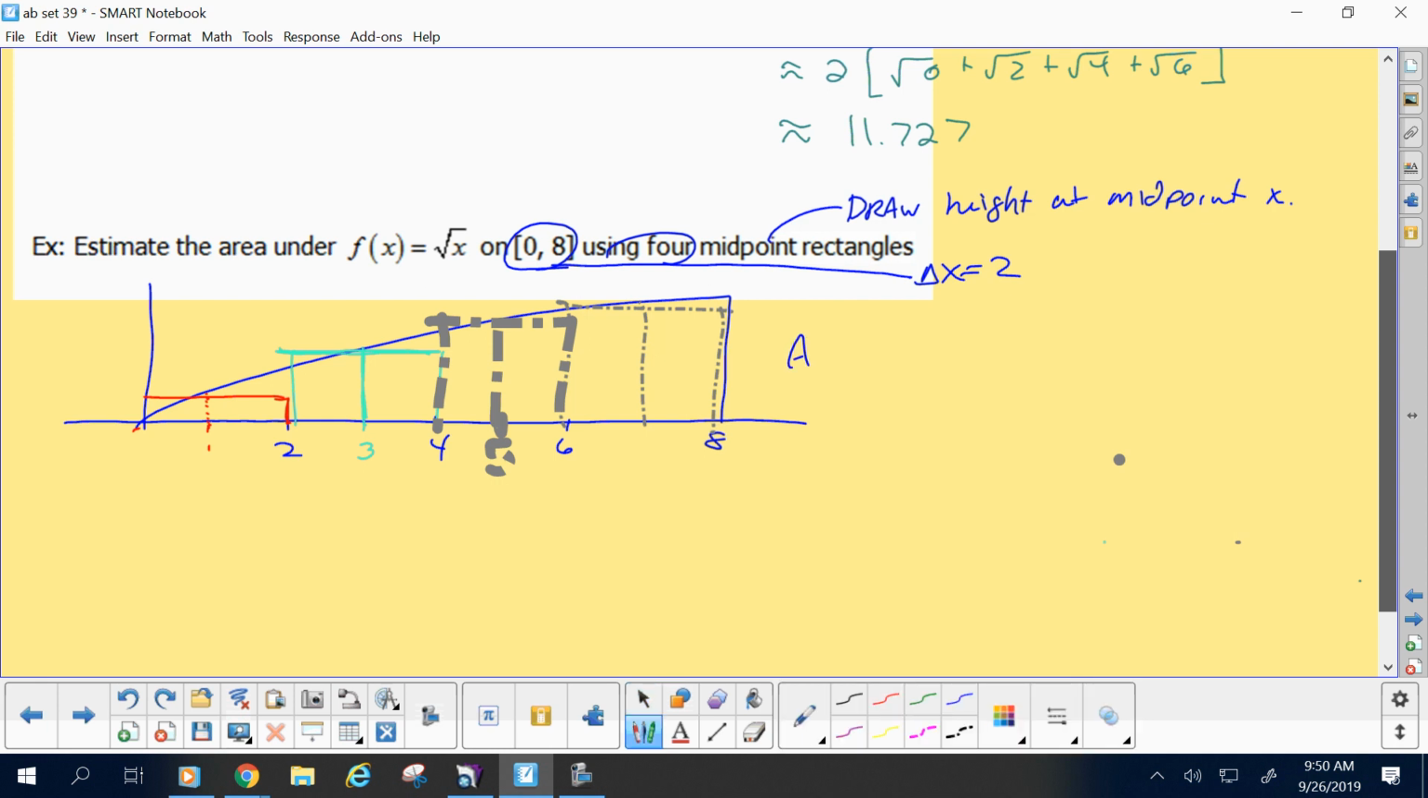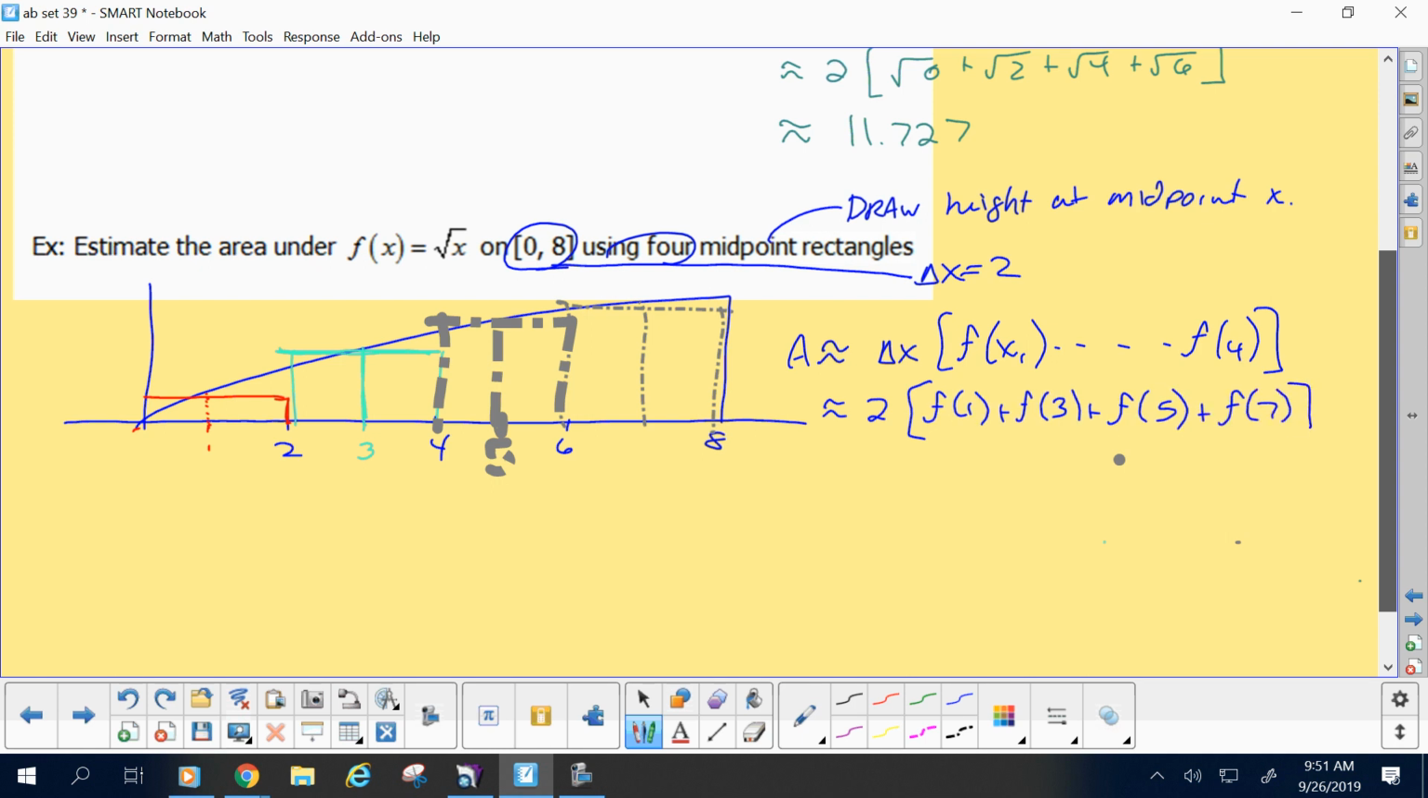Now, in terms of the area, it's approximately delta x times f at different heights through 4. You follow? What's delta x in this case? 2. As much as I'd like to just start saying square root of this and square root of that, you need to say f at this and f at that. So, your first height is f at 1, then f at 3, then f at 5, and then f at 7. Then throw it in your calculator. If you want to write the next step of 2 times root this and that, that's fine, but it's not required. The previous step was the one that was required.